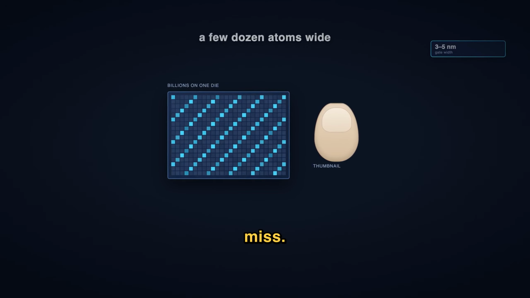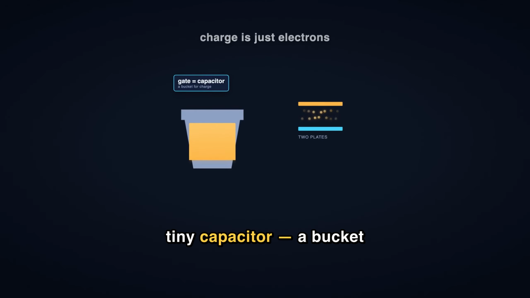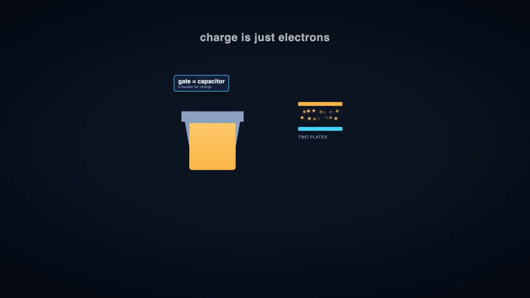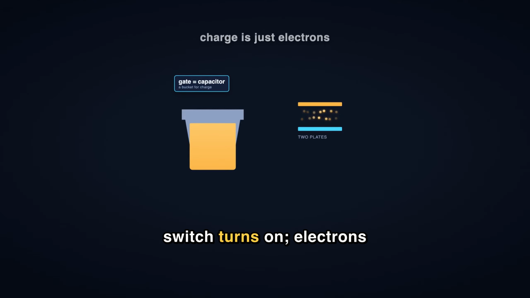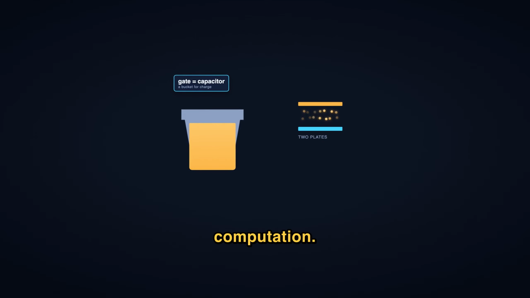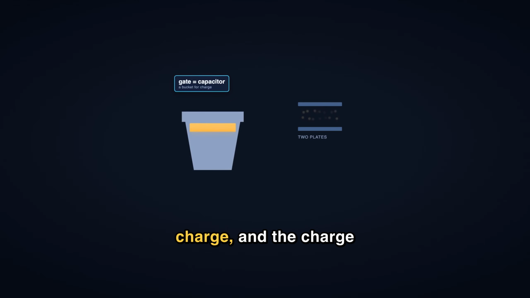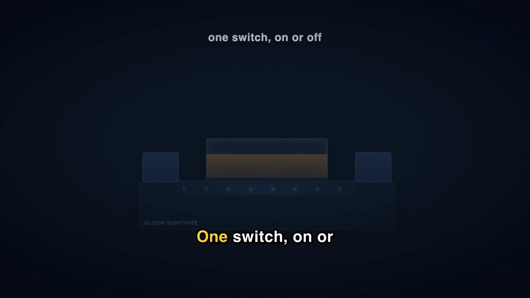Here's the part people miss. Flipping that switch is nothing exotic. The gate is a tiny capacitor, a bucket that holds charge. Switching just means charging or draining that bucket. Electrons rush in, the switch turns on. Electrons drain out, it turns off. That motion of electrons is the electricity becoming computation. Nothing is being understood. A voltage is moving charge, and the charge is opening or closing a gate. Hold that picture. One switch on or off. Everything above it is just switches wired together in clever ways.